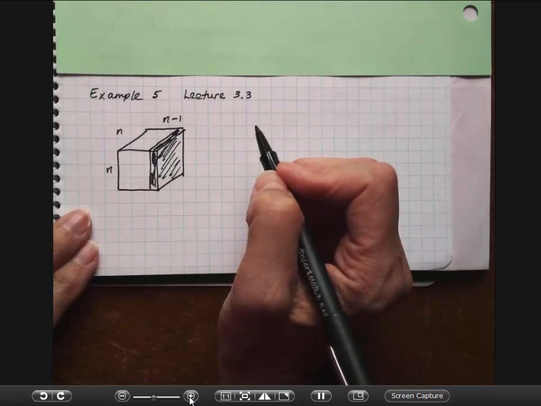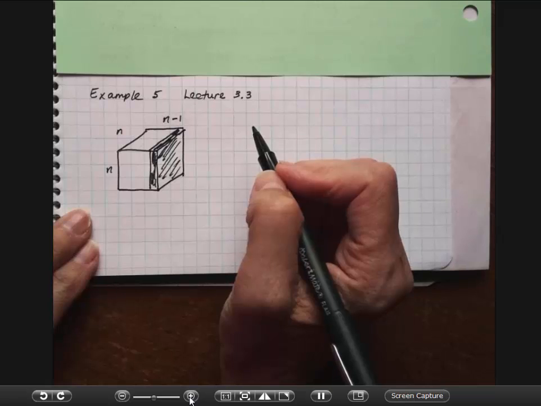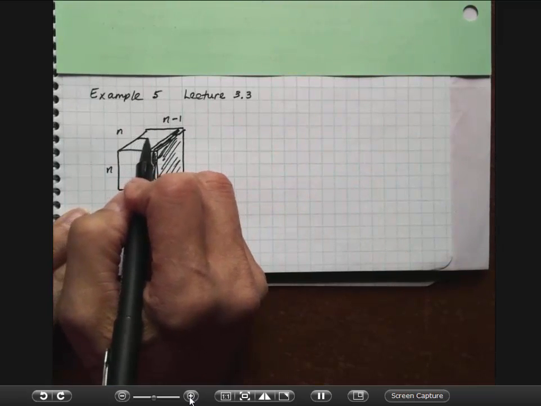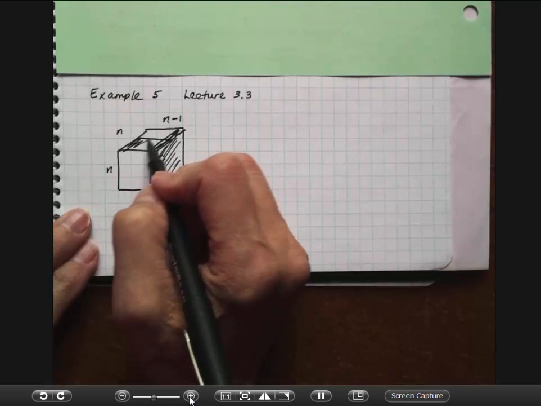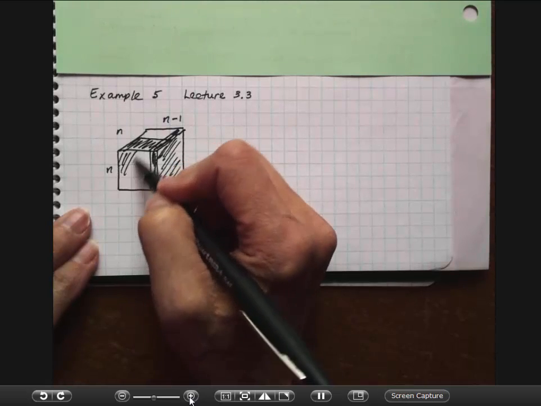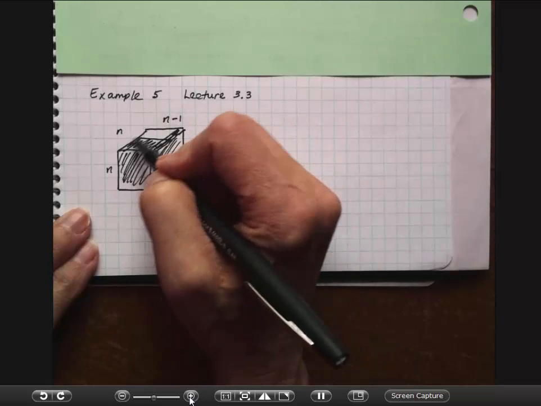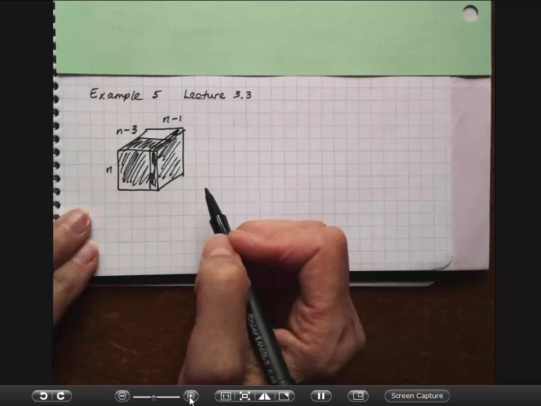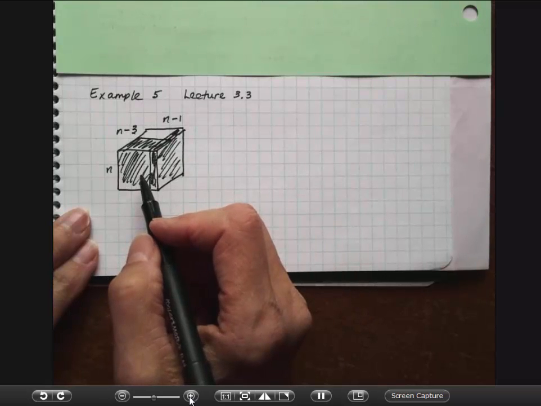And then a slice 3 inches thick is cut from another face of the cube. So I'm going to cut another 3 inches off. Cut it off here. So that then this distance is 3 inches less. And it says the resulting solid has a volume of 1,560 cubic inches.